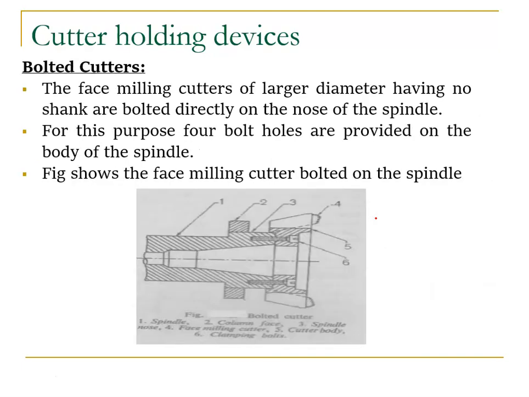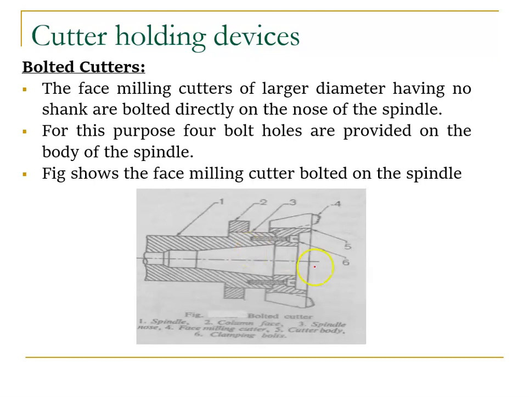So the next one is a bolted cutter, right? Again listen, in the cross section this is our spindle, and we have a cutter. How do we connect the cutter and the spindle? I'm going to use a bolt. We tighten it with a bolt, right? So this is a similar part. The spindle is attached to the machine.